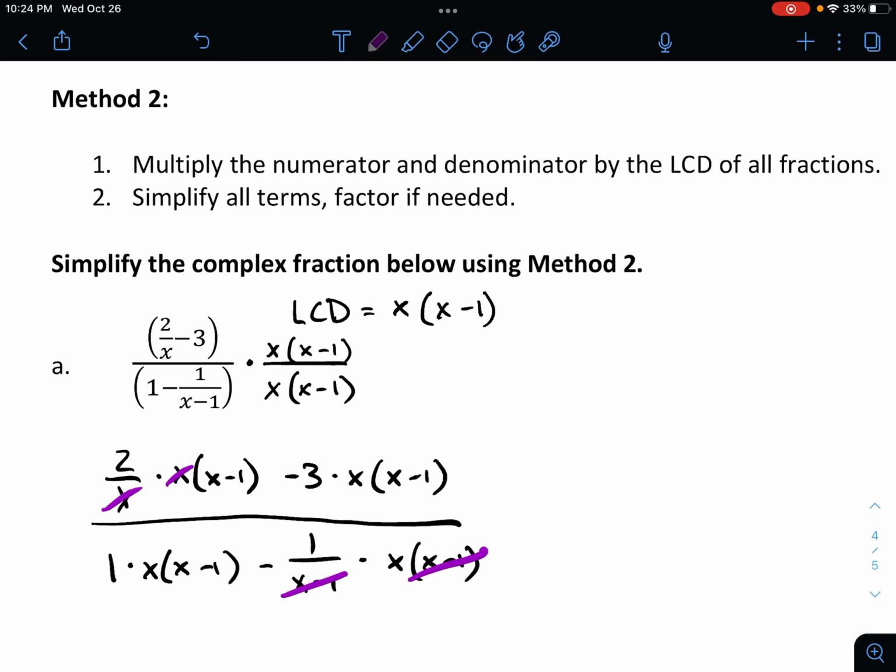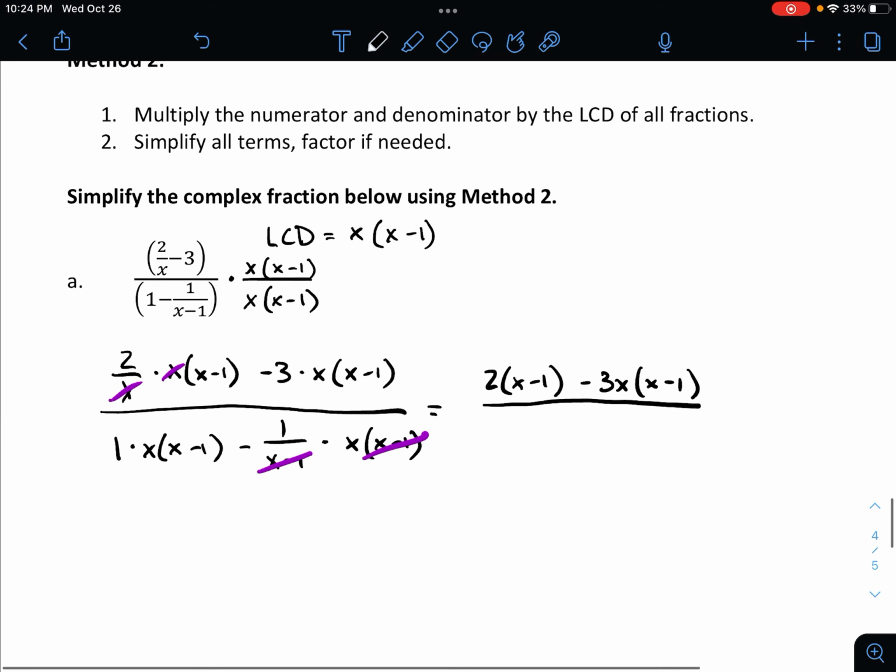All right, so if I start simplifying, I'm looking in the numerator, and it seems that we have 2 times x minus 1 minus 3x times x minus 1. Now, I don't want to distribute this yet because I see that I can maybe do some grouping strategies here. And then in the denominator, we've got x times x minus 1 minus 1 times x, which is just x, all right? So I'm not quite done yet.